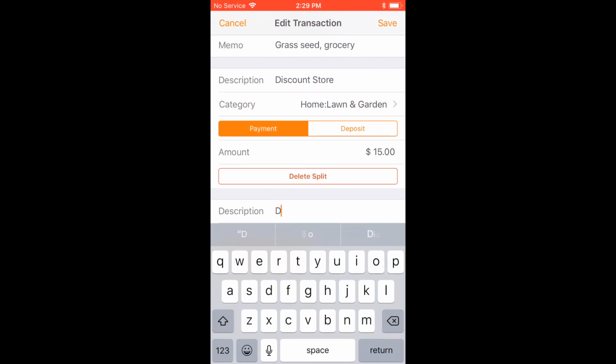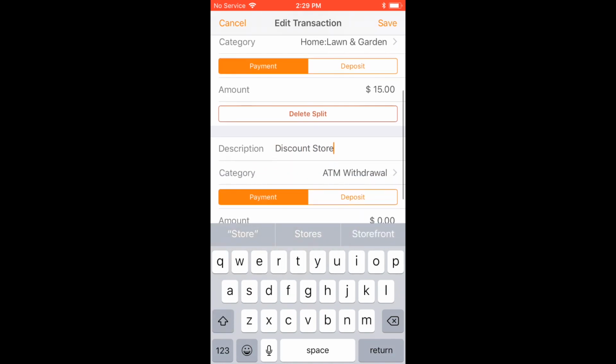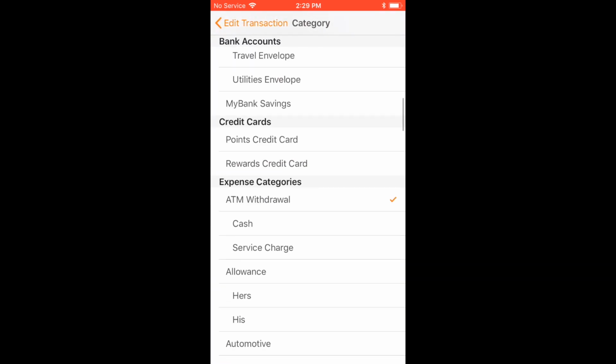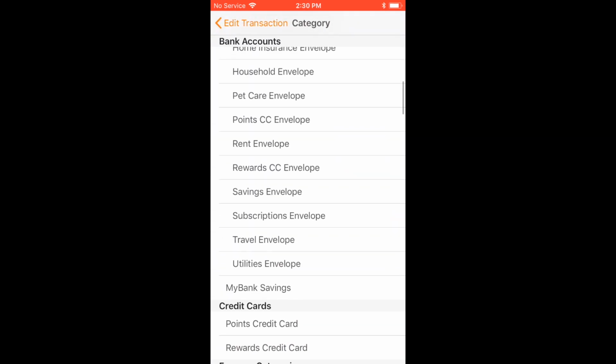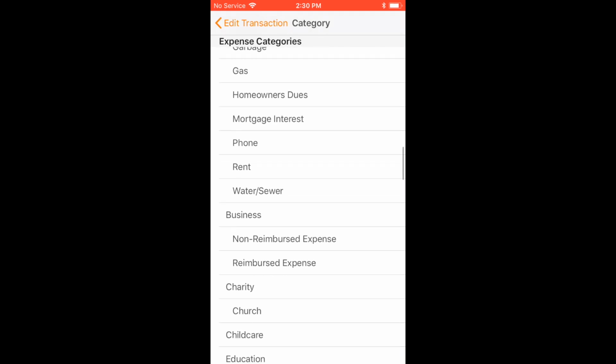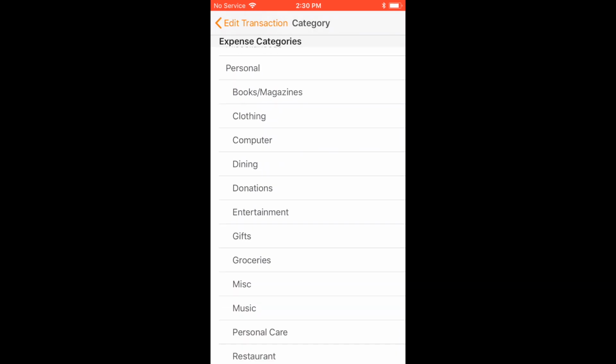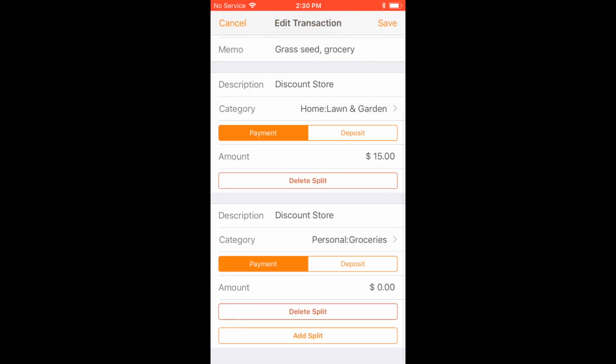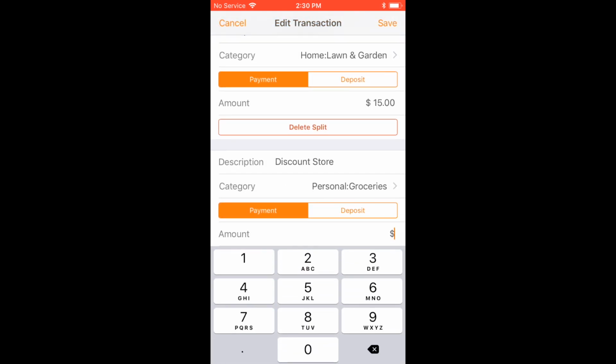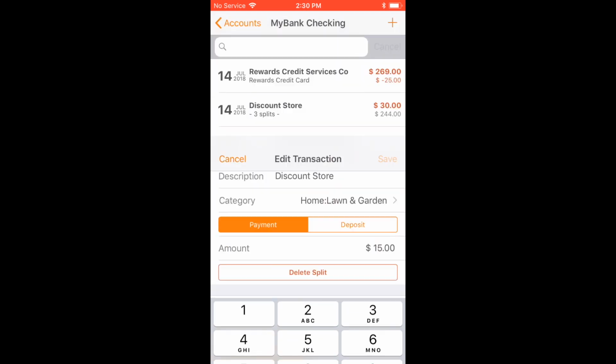All right, discount store again here. And then again we bought groceries for the second part of the split there. So we're going to go down here to groceries, click that, and that was $10 that we spent there. Oops, 10. Okay, so we'll click save.